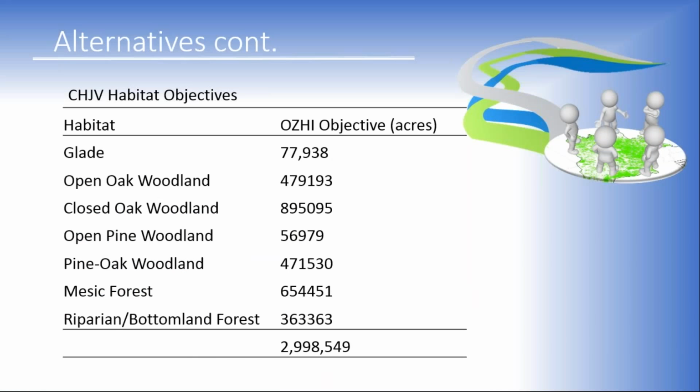Just to give you some specifics, here's the central hardwoods habitat objectives that we were talking about. You can see these habitat objectives are broken out by the habitat systems. And in total, the full acreage objectives that we targeted were almost 3 million acres of habitat across the Ozark Highlands region over time. Okay.